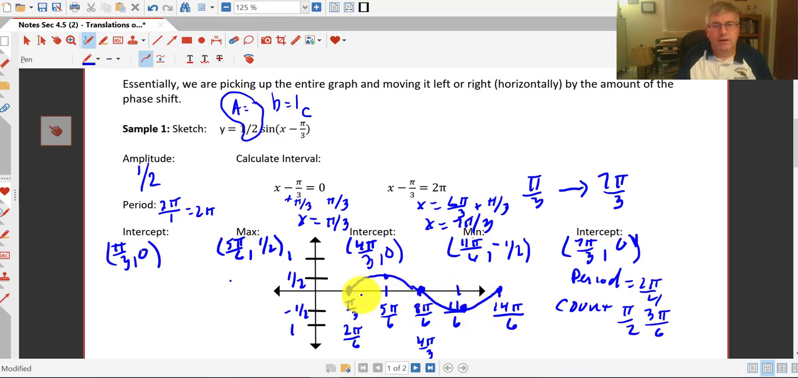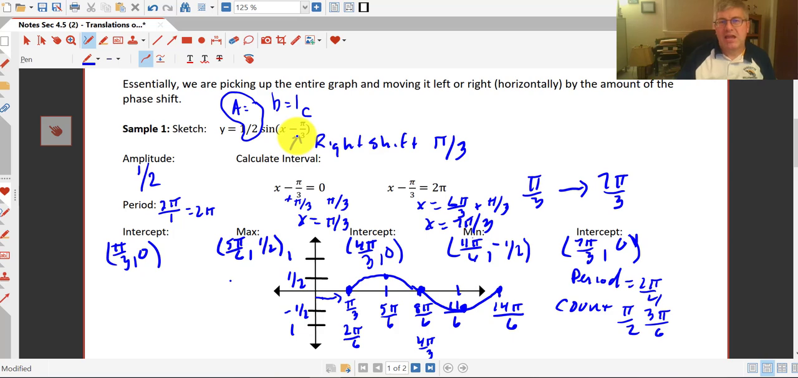So all we did is we shifted our graph over pi over 3. That x minus pi over 3 turned out to be a right shift of pi over 3. Very similar to what we saw in graphing quadratics, where we had x minus h, and that minus h shifted our parabola in complete the square form to the right or to the left. This is the very same concept.